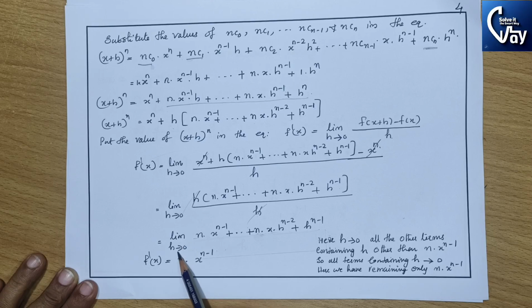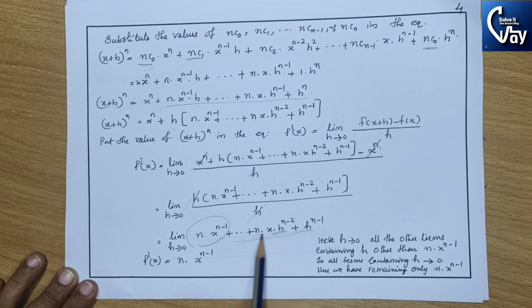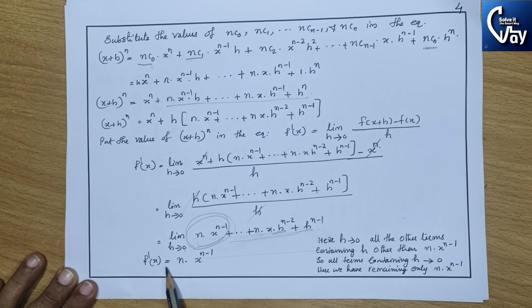Then limit h tends to 0 of n x raised to n minus 1 plus etc. plus h raised to n minus 1. So here h is approaching 0. All the other terms containing h, other than n x raised to n minus 1, tend to 0 as h tends to 0. Here we have the remaining only n x raised to n minus 1. So f dash x equals n x raised to n minus 1.